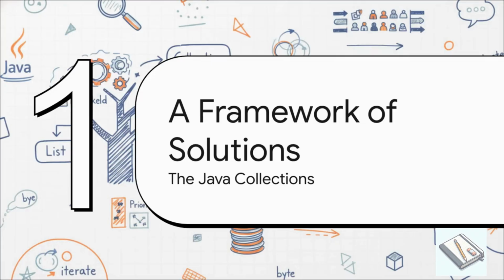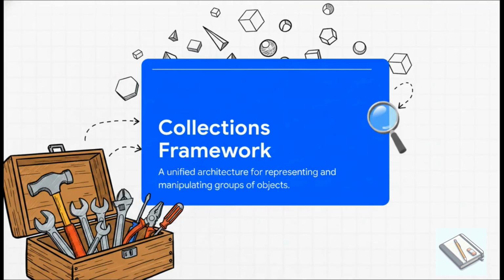And this is where the hero of our story comes on stage. To solve these very real, very common problems, Java gives us the Collections Framework. So what is this thing really? Well, the official definition calls it a unified architecture, which sounds a bit formal. I like to think of it in a simpler way. The Collections Framework is your toolbox. Instead of just having one tool, like a hammer, you get this whole set of specialized, high-performance tools, each one perfectly designed for handling groups of objects.